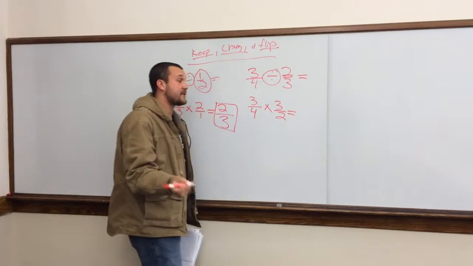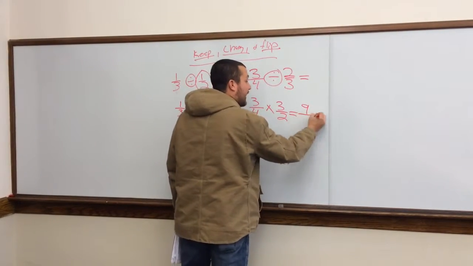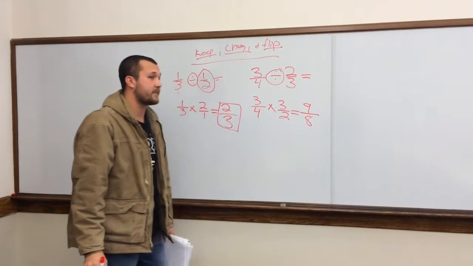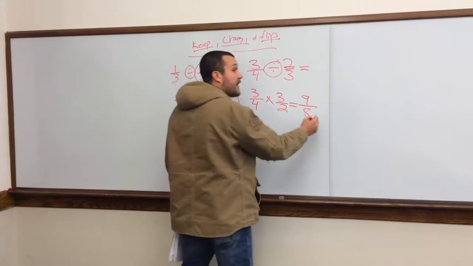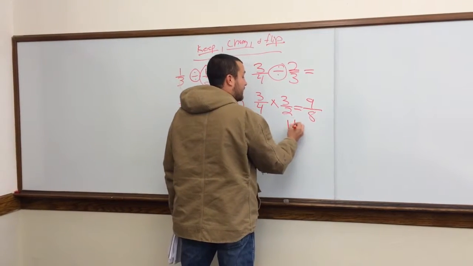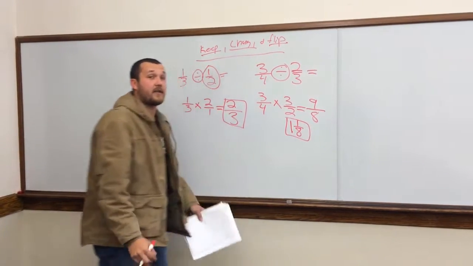Next, we multiply the top, 9. And then we multiply the bottom, 8. Now, is this the way we should leave that problem? No, it's not. It's an improper fraction like that. That is actually equal to 1 1/8, and that would be our final answer there.